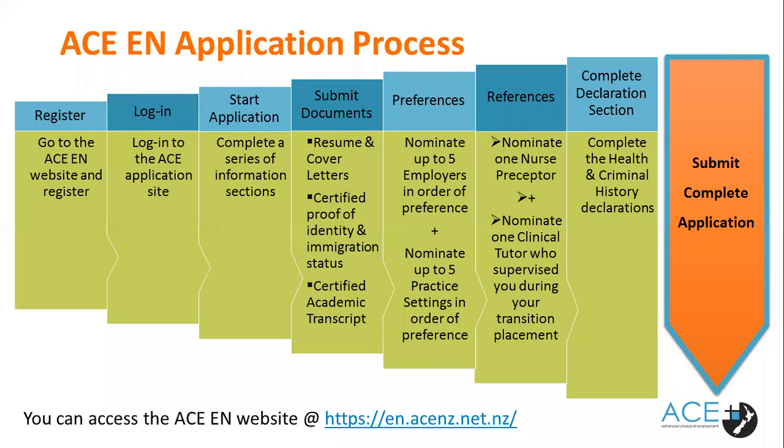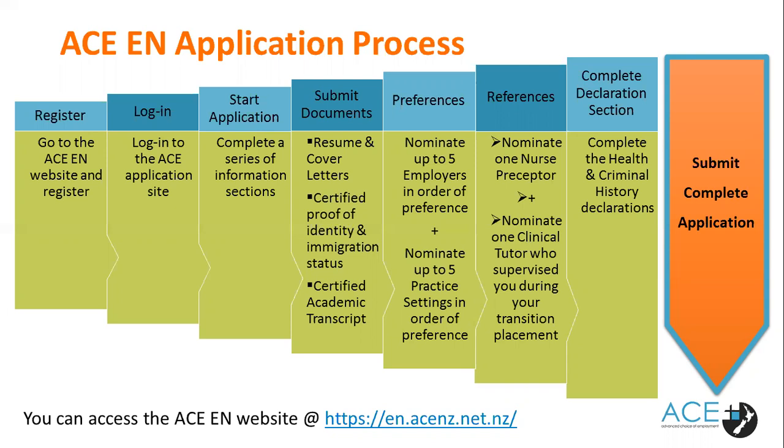And as part of your ACE-EN application, you will also need to submit some documents. These include resume and cover letters, certified proof of your identity and immigration status, and also certified academic transcripts. And then you will also need to preference your employers and also practice settings. You can rank up to 5 of each. If you want, you can just nominate 1 employer preference or 1 practice setting preference. The maximum is 5 and minimum is 1.